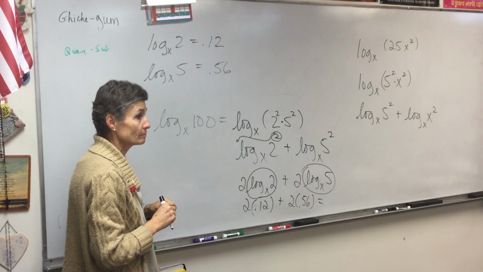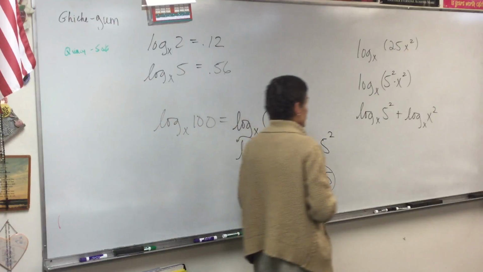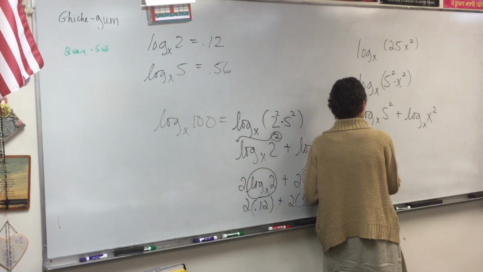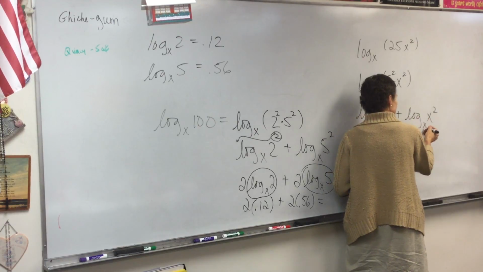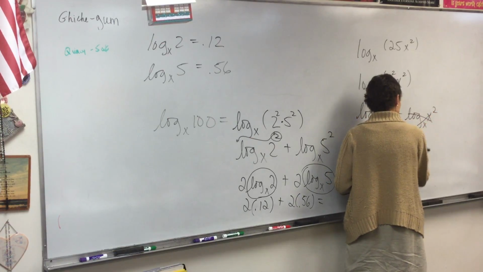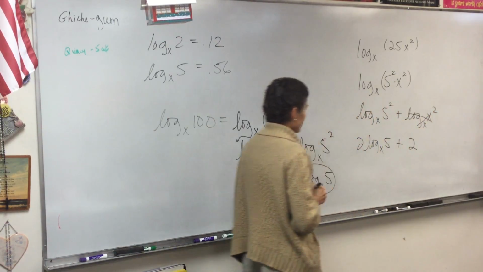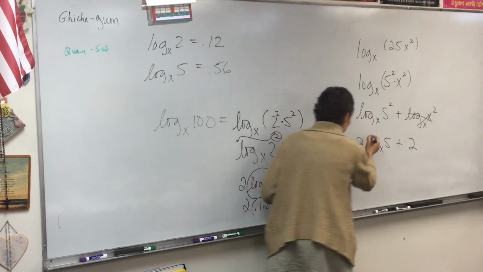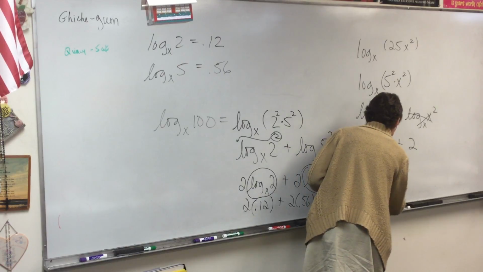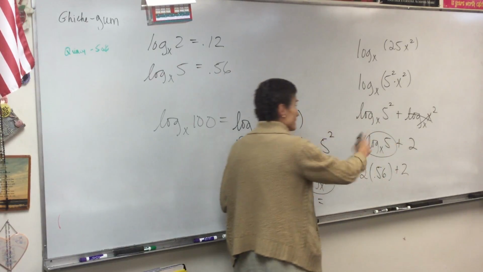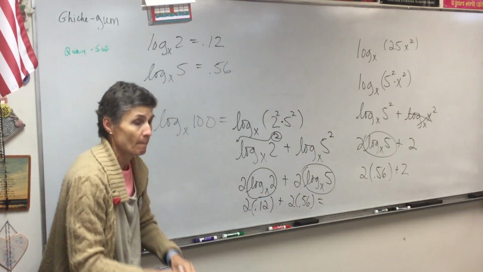Now what? This 2 can come out in front. And what about this one? What's the log base x of x squared? 2. Just 2. And I have a number for this, so 2 times 0.56 plus 2, whatever that is, would be the answer to that problem.